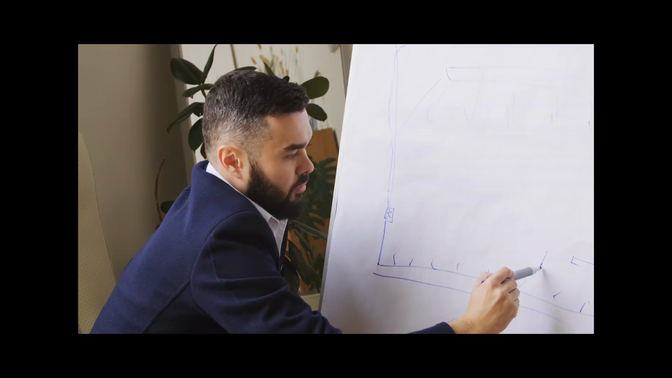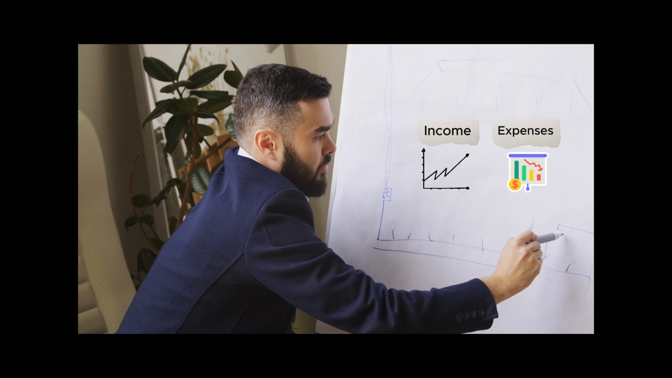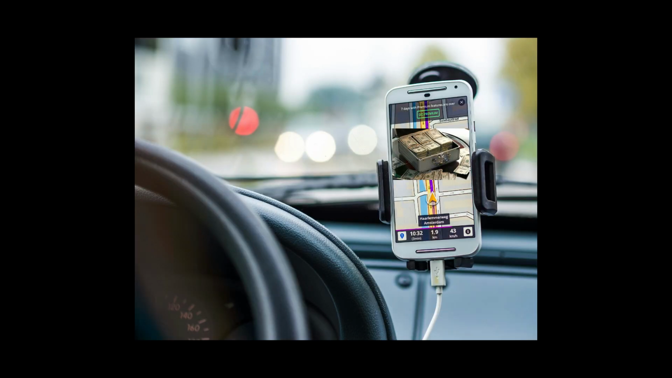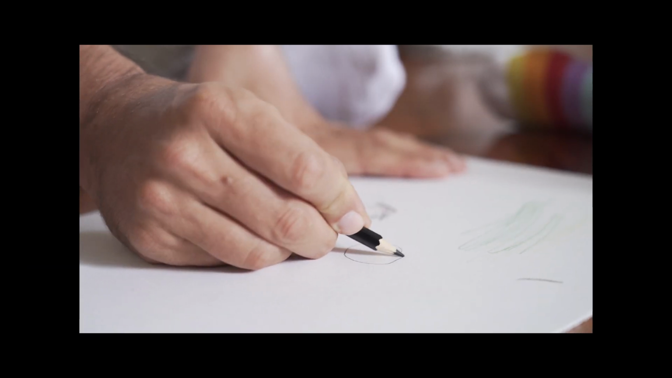First, what is a budget? A budget is a plan that shows how much money you have coming in, your income, and how much you plan to spend, your expenses. Think of it as your financial roadmap. Without one, it's easy to overspend, lose track of your money, and miss out on savings for things you care about, like travel, emergencies, and investments. So let's start creating your budget step by step.